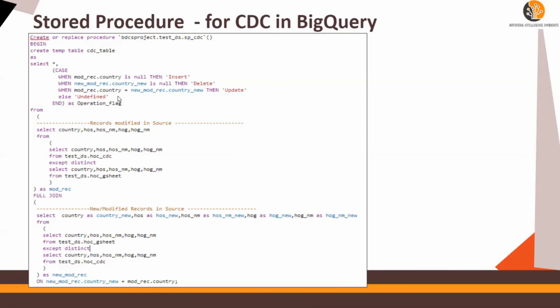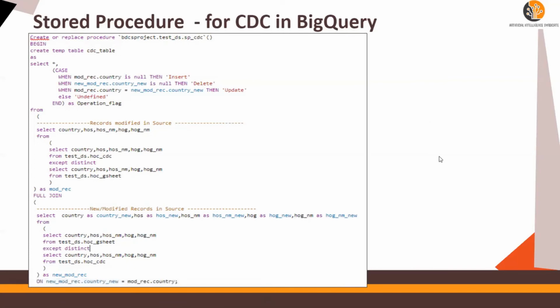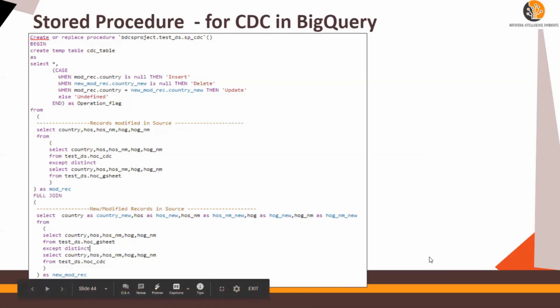I'm not going to go down to the detail level for now, but I create a flag in the temp table which says insert, delete, or update based on records modified in the source, full outer join, records new or modified in the source. Remember the except logic which I was just talking about, and I'm joining based on country.